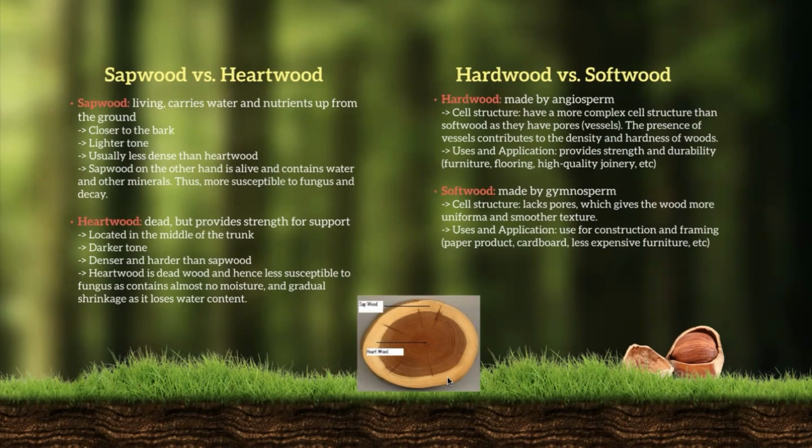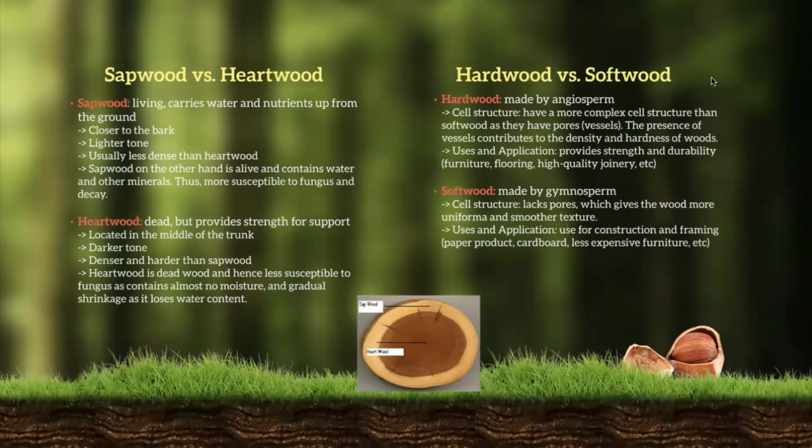About hardwood, it is dead but provides strength for support. It is located in the middle of the trunk. It is darker in tone. It is denser and harder than sapwood. It is hence less susceptible to fungus as it contains almost no moisture, and there is gradual shrinkage as it loses water content.